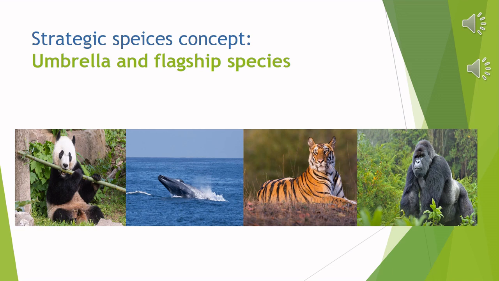An umbrella species is often used as a flagship species, which are species such as the giant panda, the blue whale, the tiger, the mountain gorilla, and the monarch butterfly that capture the public's attention and attract support for conservation measures.